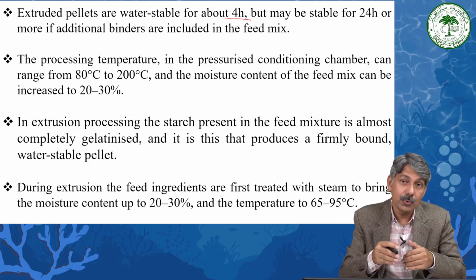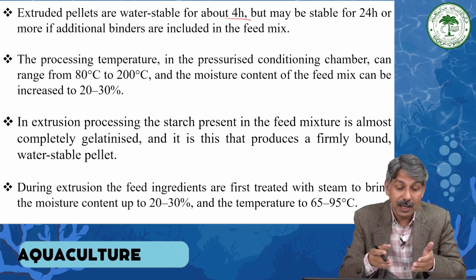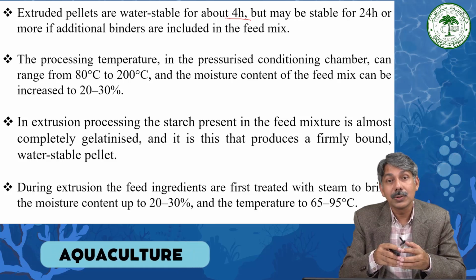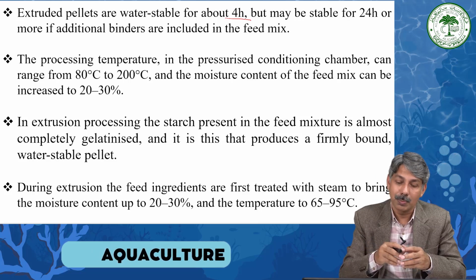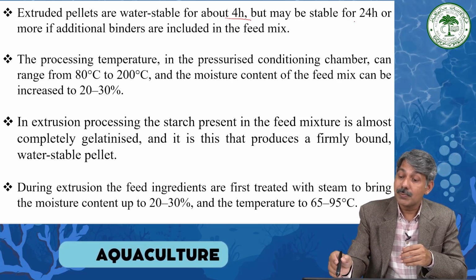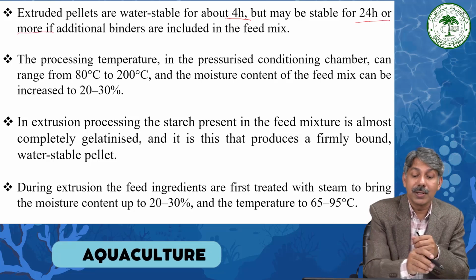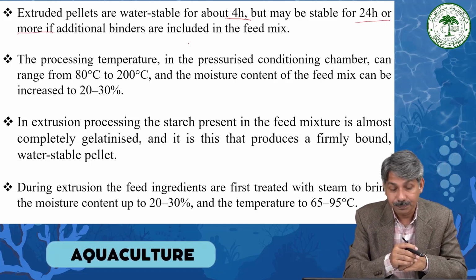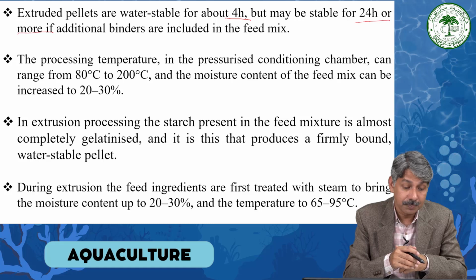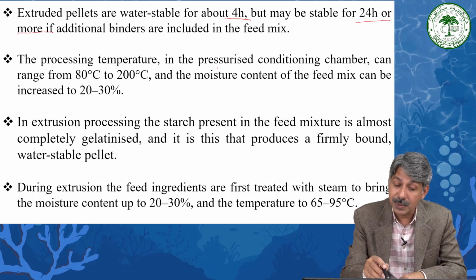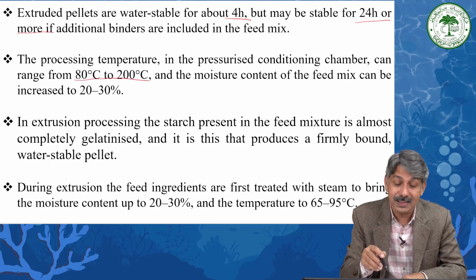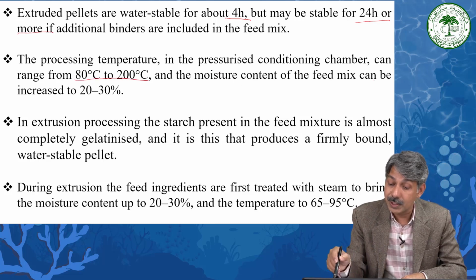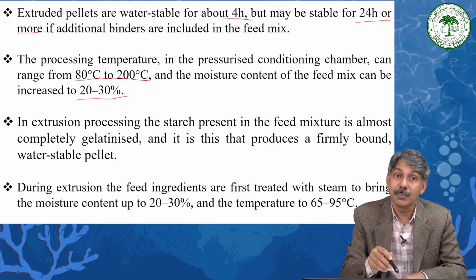So, if you are able to increase the water stability, they need different kinds of hideouts or serving in the tray or something in order to consume the food properly. But it may be stable for 24 hours or more if additional binders are included in the feed mix. So, that is something very interesting. The processing temperature in the pressurized conditioning chamber can range from 80 to 200 degrees centigrade, and the moisture content of the feed mix can be increased by 20 to 30%.